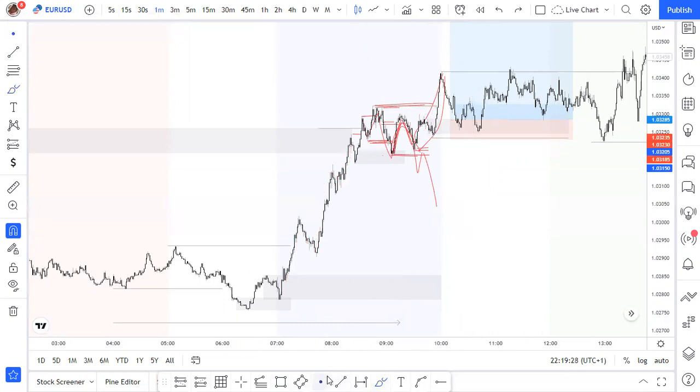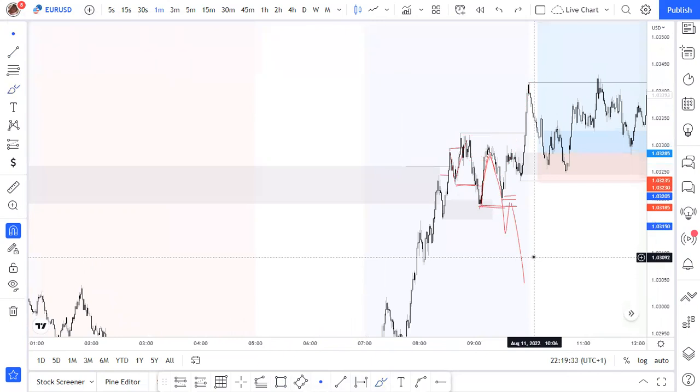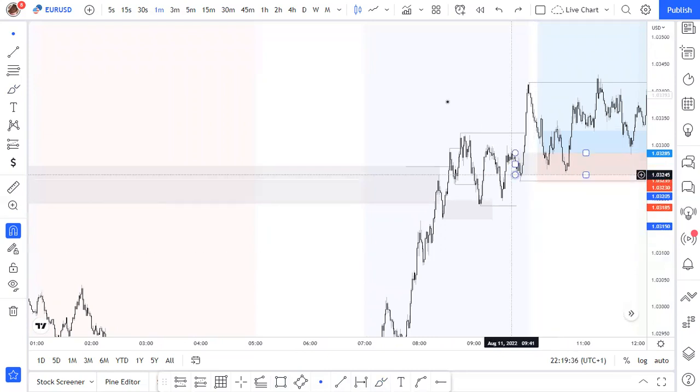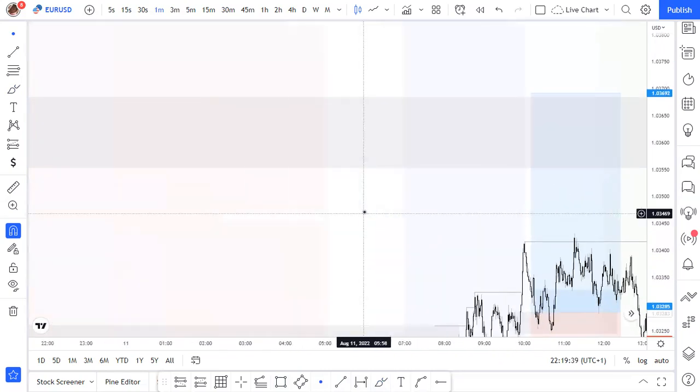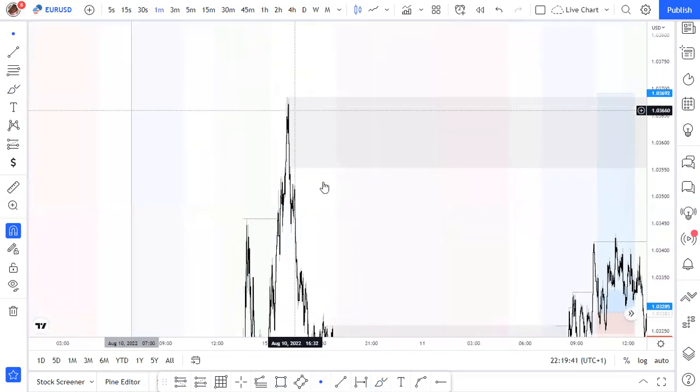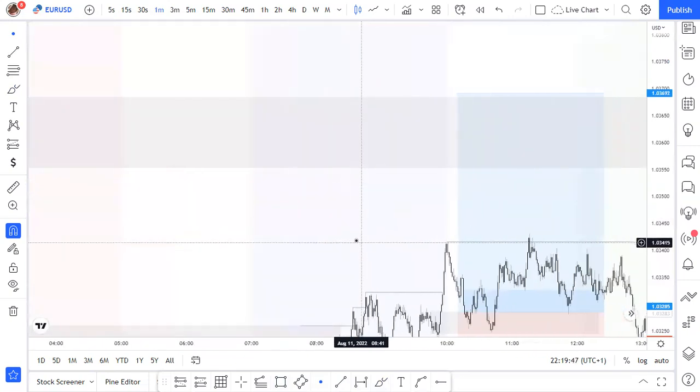But the mistake I made was that I was looking for maybe a smaller stop loss because the target wasn't really much. I was actually trying to take out this side. I was looking to see price come above this side, but that didn't really happen.